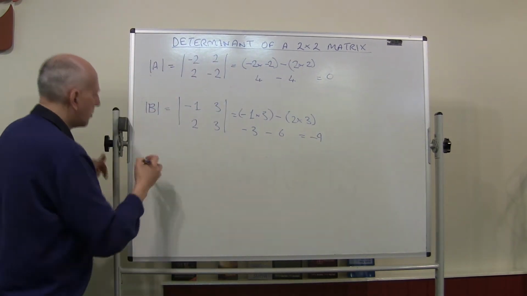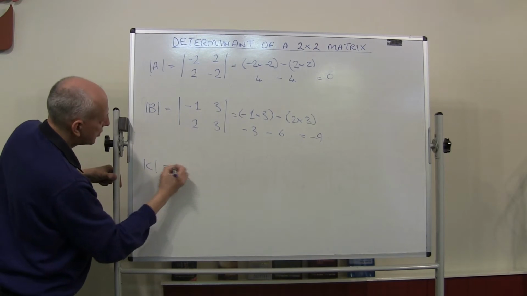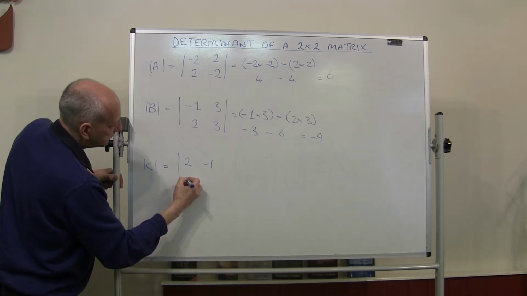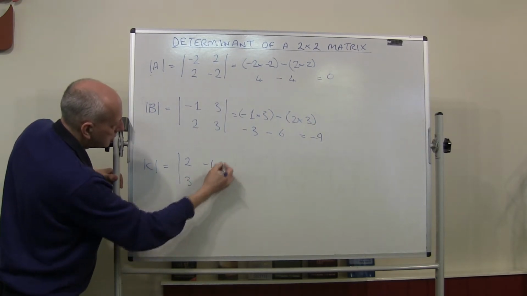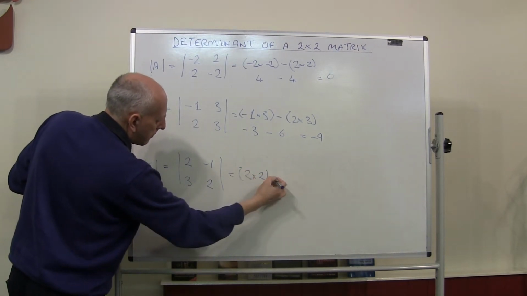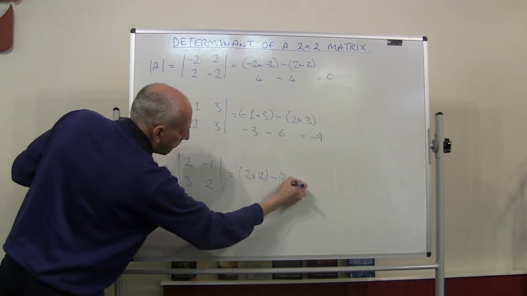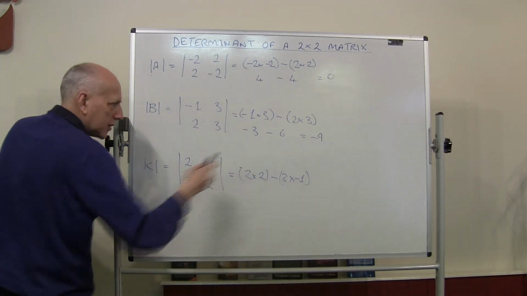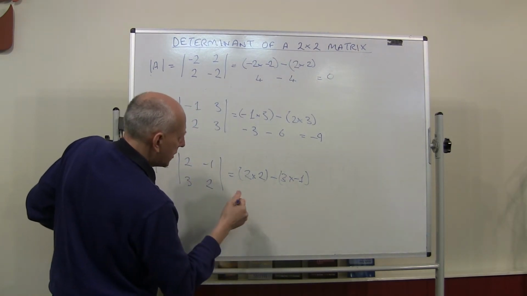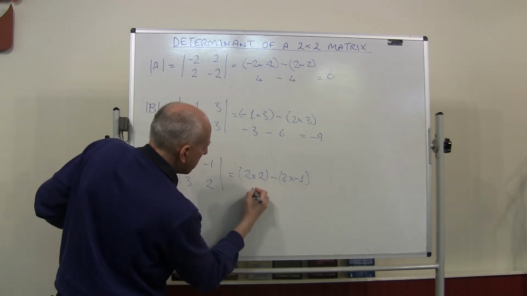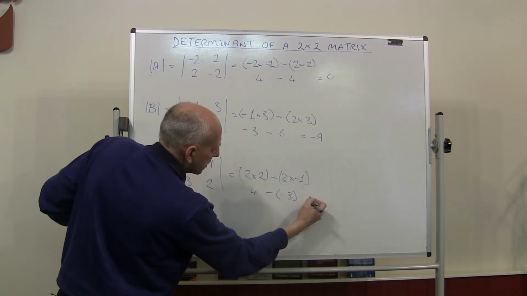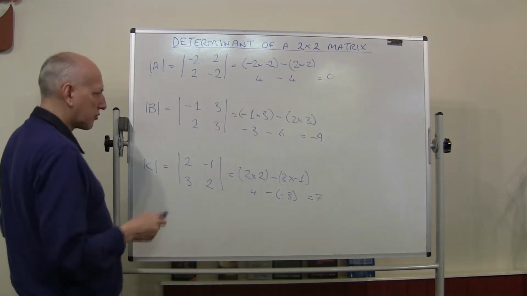Okay, let's do another one very quickly, just to show how easy it is. 2, minus 1, 3, 2. 2 times 2, minus 3 times minus 1. I can't work too low down, it starts to get difficult to write. So that's going to give me 4 minus a minus 3. So it's going to be plus 3, 7.